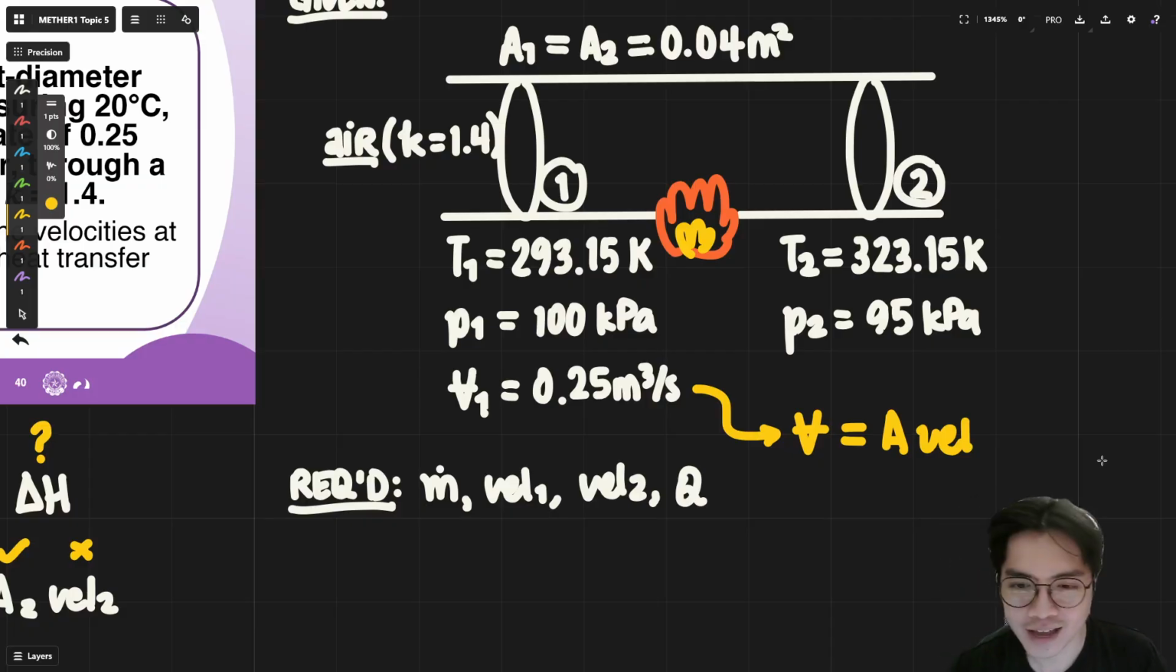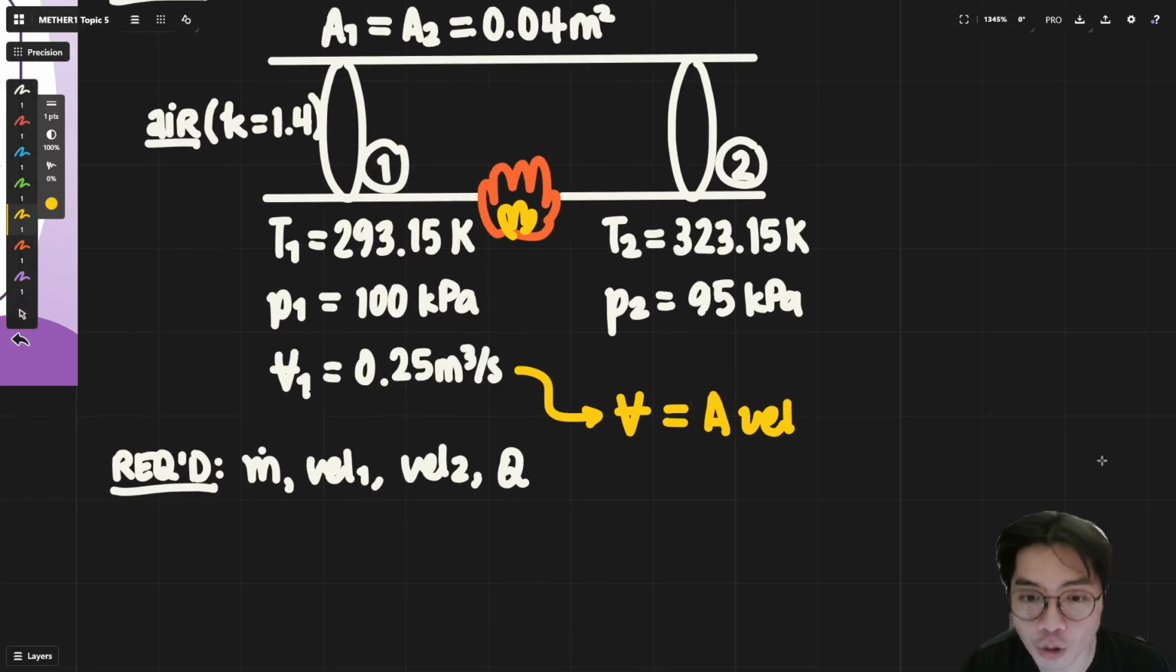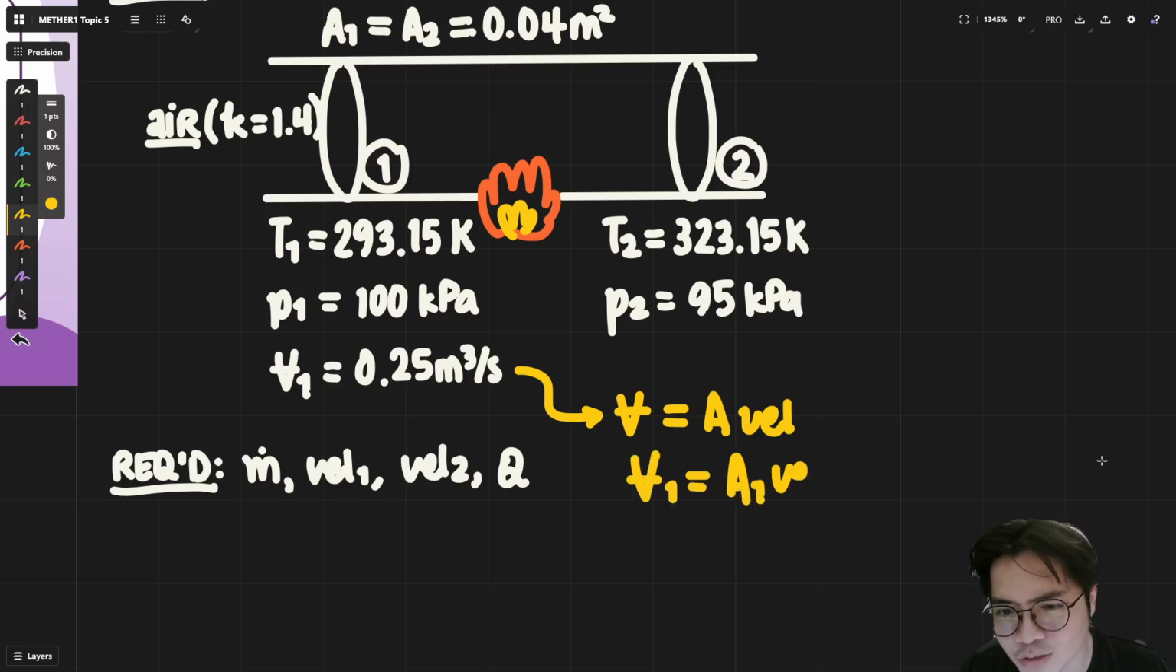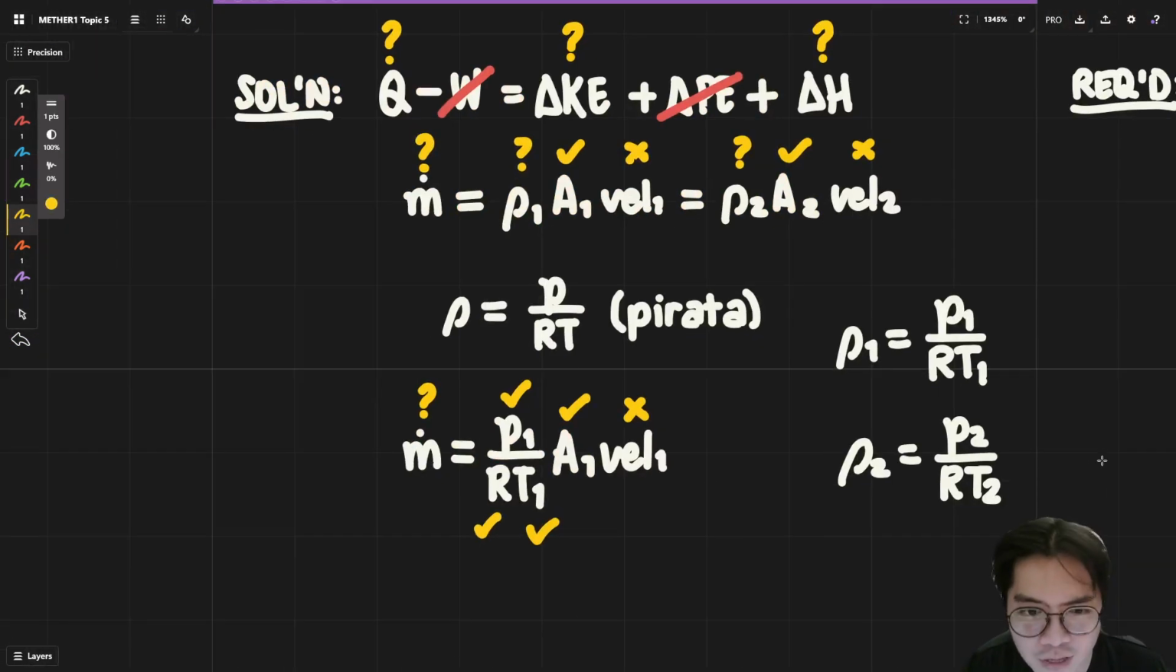But anyway, V slash is also equal to A vel. So V slash 1 is just equal to A1 vel 1. You don't need to know what vel 1 is for you to solve this thing. You can just, again, put this as V slash 1. Now you have everything on the right-hand side. You can solve for your m dot.